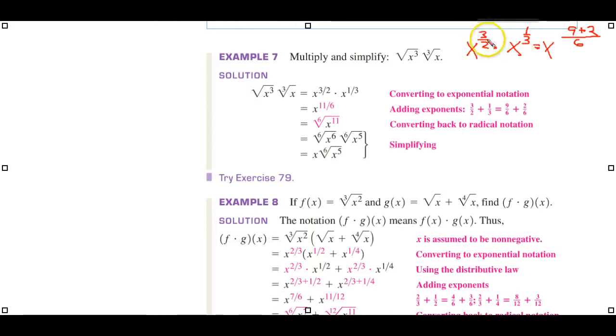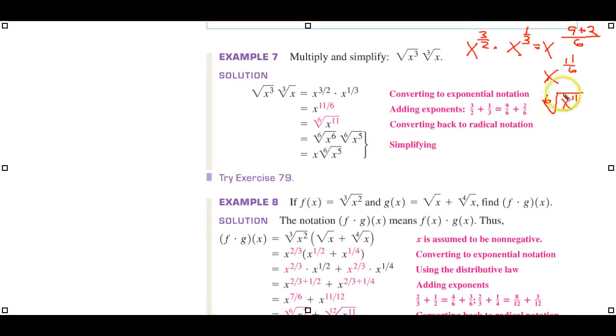To add these, we need a common denominator, and our common denominator between a 2 and a 3 is a 6. So I multiply this by 3, the 3 by 3, I get 9. Multiply the 3 by 2, the 1 by 2, I get 2. I add these together and I get x to the 11/6. Now to put that back into radical form, I get the 6th root of x to the 11th.